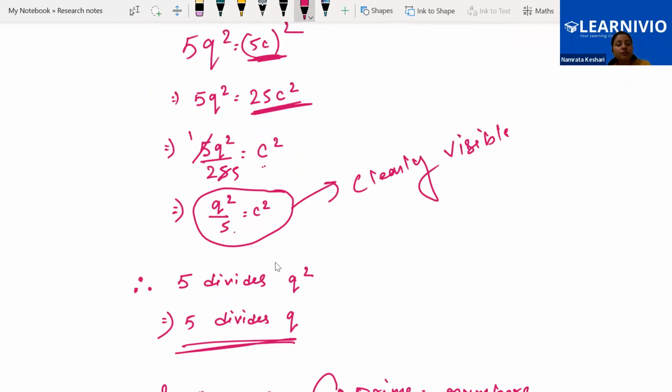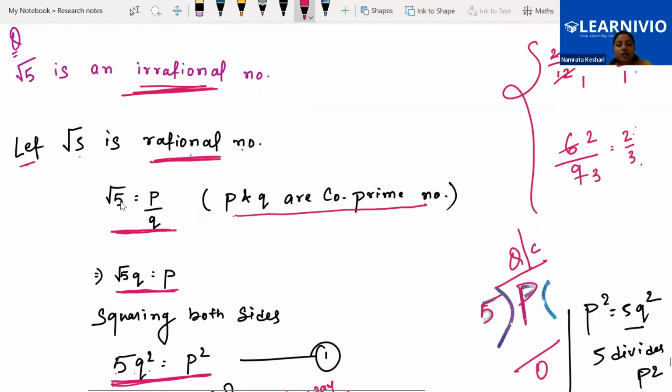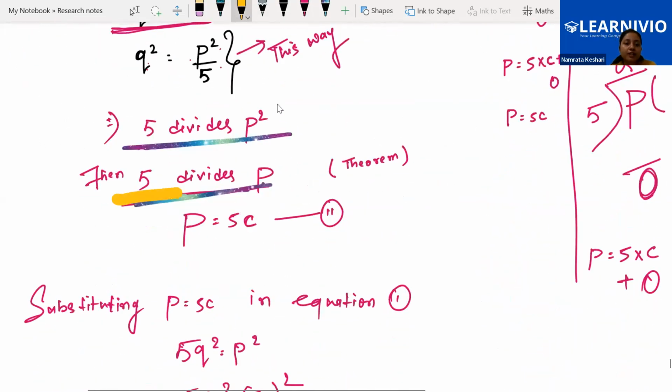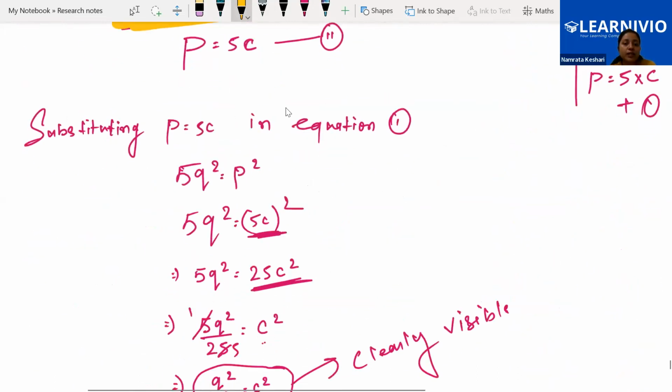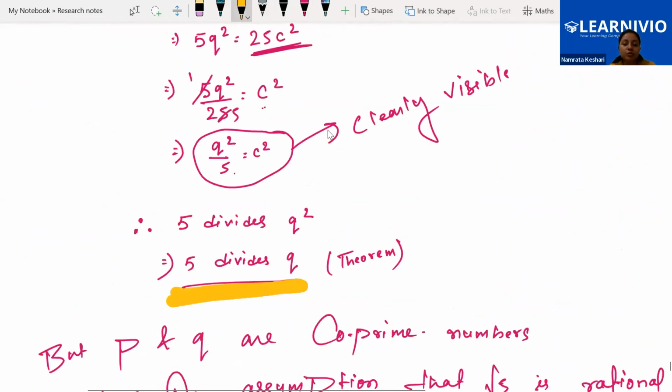The quotient, whatever we have taken, must be an integer. So 5 divides Q square. From the theorem again we can say that 5 also divides Q. Our initial assumption was that P and Q are co-prime, which means there is no common number which can divide both P and Q. And we ended up getting that 5 divides P and that 5 divides Q, which is not possible.